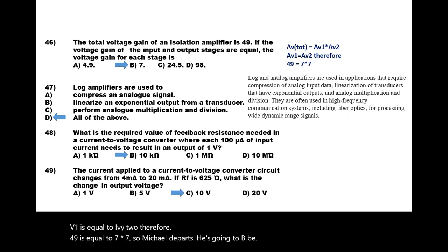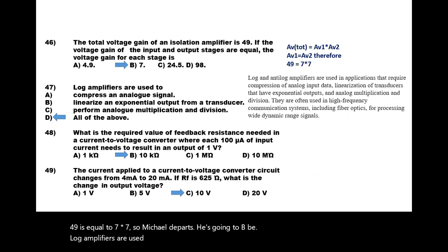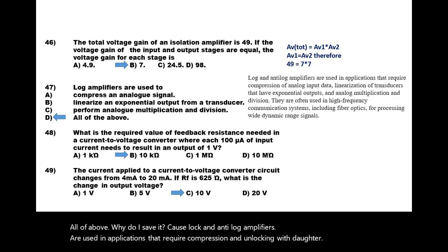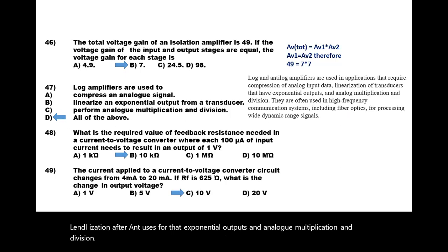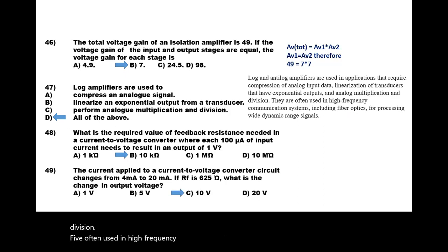Question 47. Log amplifiers are used to compress an analog signal, linearize an exponential output from a transducer, perform analog multiplication and division, all of the above. Why do I say that? Because log and antilog amplifiers are used in applications that require compression of analog input data, linearization of transducers that have exponential outputs, and analog multiplication and division. They are often used in high-frequency communication systems, including fiber optics, for processing wide dynamic range signals.